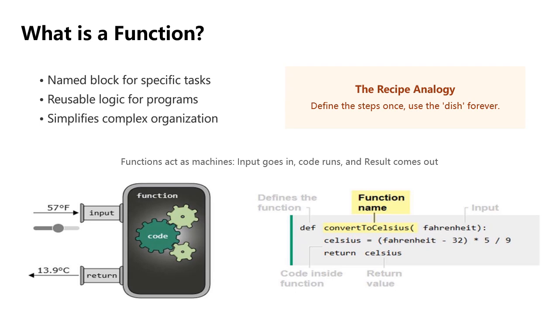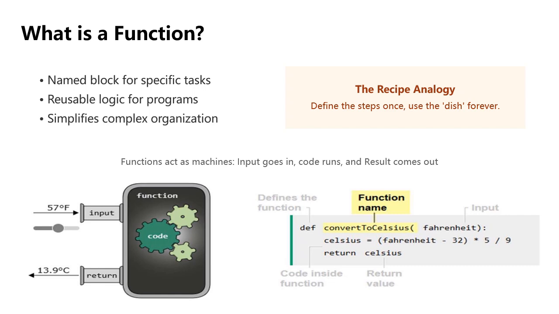Today we are going to answer a fundamental question. What is a function? Simply put, a function is a named block of code designed to perform a specific task. Imagine you have a complex set of instructions. Instead of writing them out every single time, you group them together, give that group a name, and reuse that logic whenever you need it. This leads to better organization and much easier maintenance.